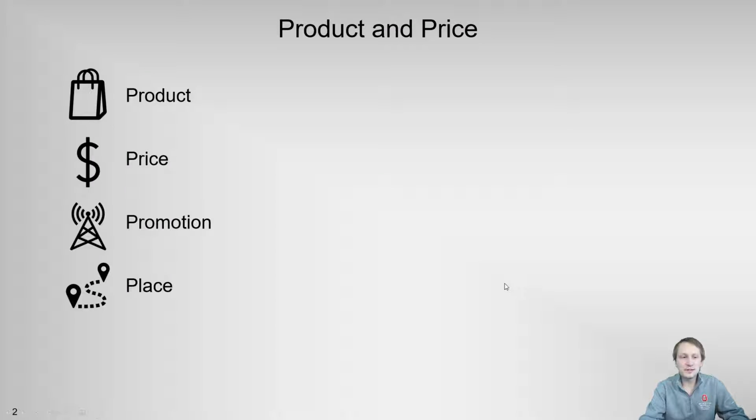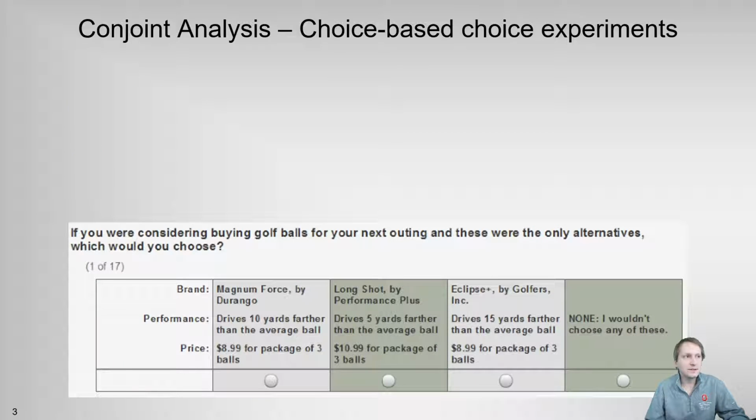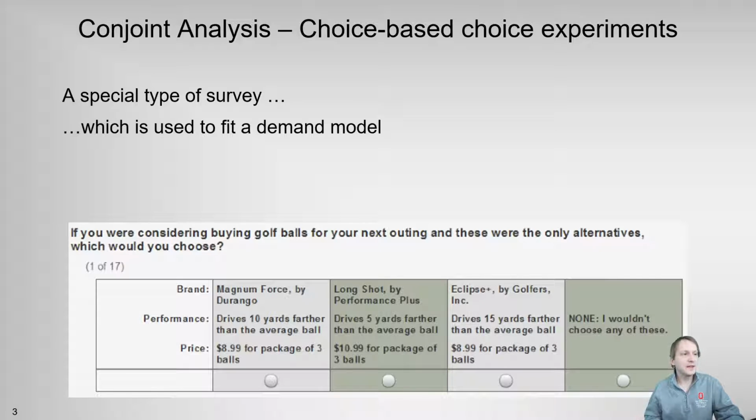So, product and pricing decisions, two of the key marketing instruments. That's where conjoint analysis is most useful, in my opinion. So that's what I'm going to look at. Here you see a little screenshot down below. That is what a choice task looks like in a conjoint analysis. Conjoint analysis consists of a special type of survey which is then used to fit a demand model, and that can then be used to direct the product and pricing decisions that you may have to take.